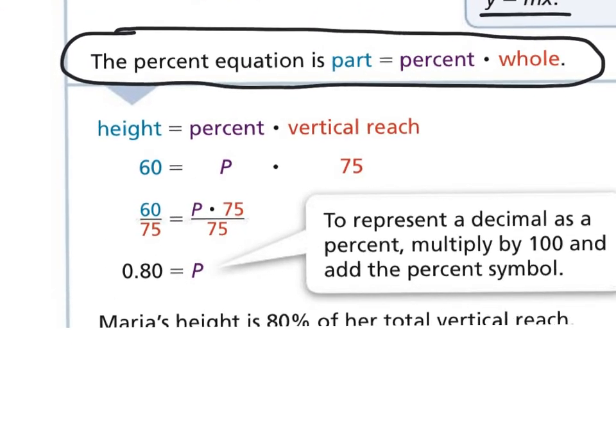Anyway, on this problem, they've got the height equals the percent of the vertical reach. So 60 equals p times 75. And then if you divide by 75 on both sides, you would get 80 hundredths, which means her height is 80% of her total vertical reach.